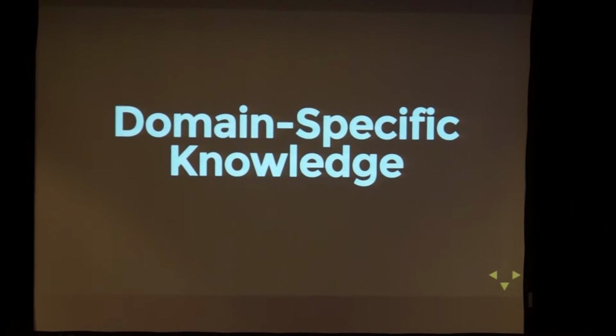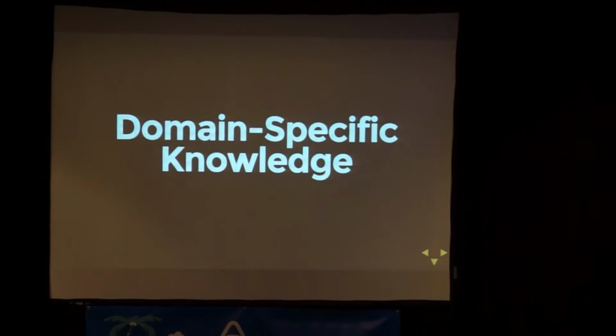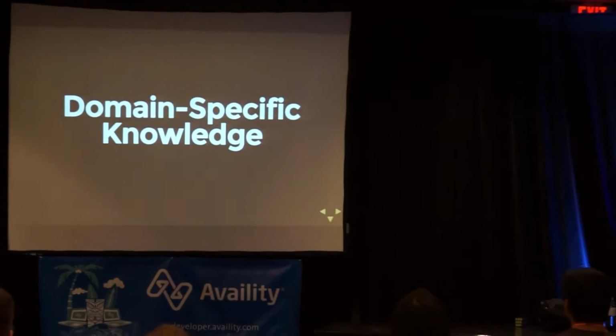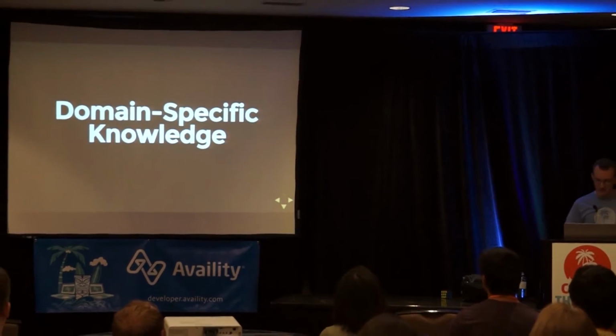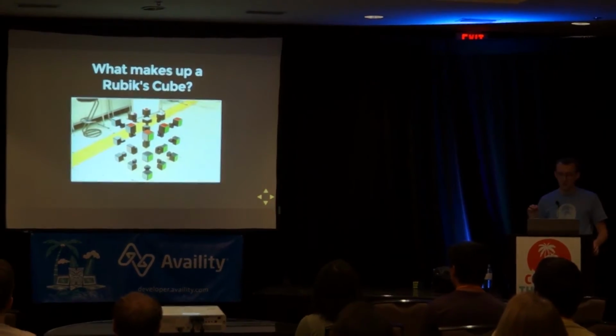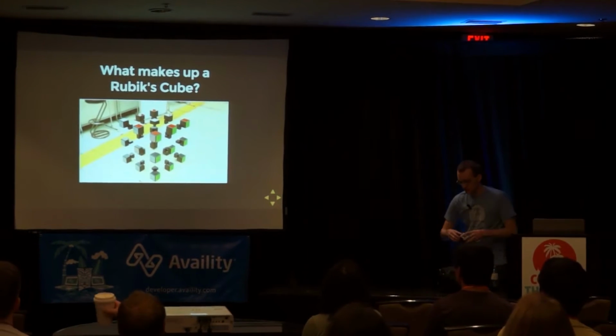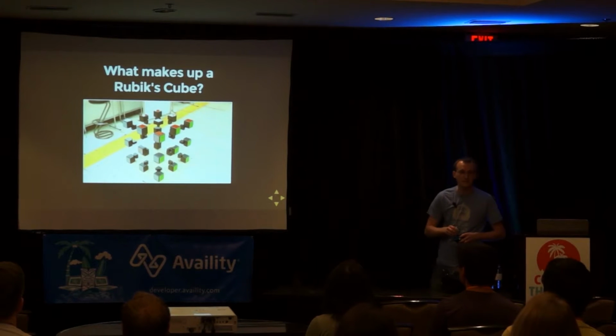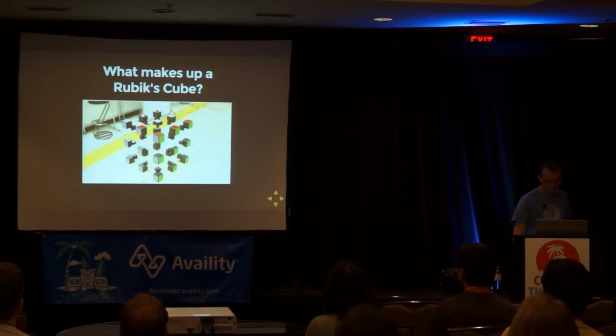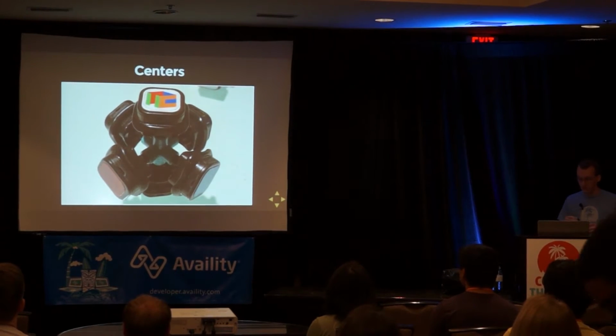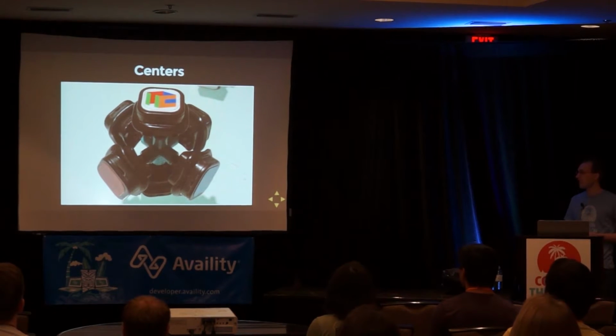So some important domain-specific knowledge. I assume everyone knows what a Rubik's Cube is. Otherwise, you probably wouldn't have shown up to this. So I'll assume that. So what makes up a Rubik's Cube? What's composed of this? If I were to take this apart, which you can do, what are the pieces looking like on the inside here? And this is going to be important when we actually create our solver.